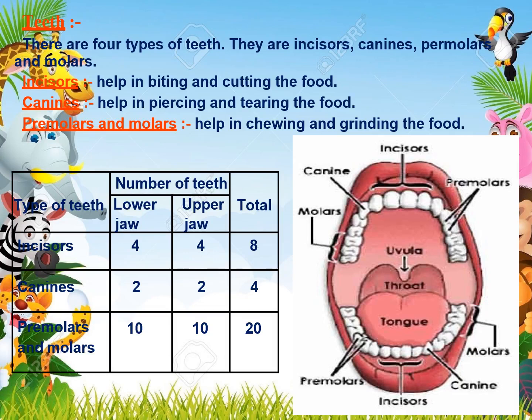And here is a chart that shows the number of teeth present in our mouth, starting with incisors. 4 in number in our lower jaw, 4 in number in our upper jaw. So total 8 incisors are present in our mouth. Now next canine, 2 are present in the lower jaw, 2 are present in the upper jaw, total 4 in our mouth. Premolars and molars 10 and 10, it means 20 in number. So in this way total 32 teeth are present in our mouth.